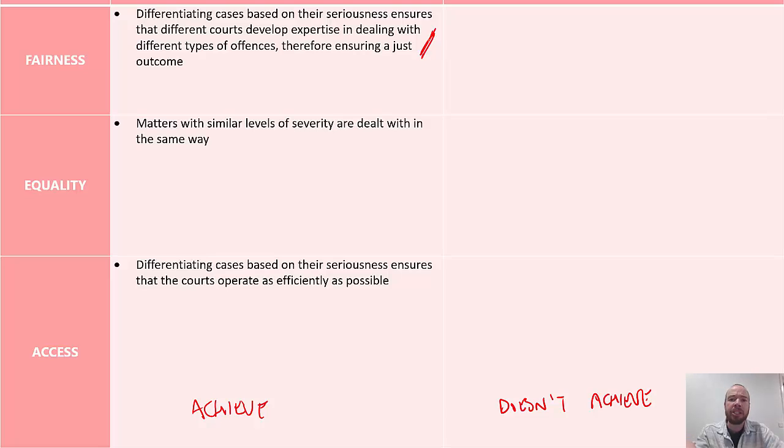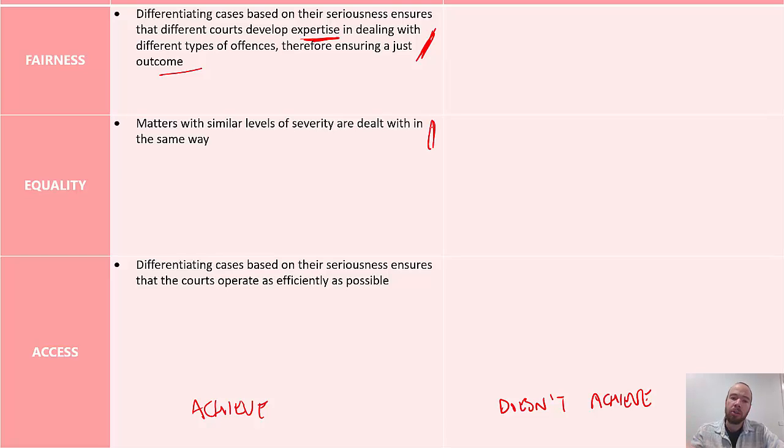The fact that we differentiate cases based on their seriousness, so less serious offences to the magistrate's court, more serious offences to the county court and higher. This ensures that different courts develop expertise in dealing with different types of offences. So the magistrate's court are experts in dealing with summary offences, therefore ensuring a just outcome. So they're experts, which means they're more likely to apply the law correctly.